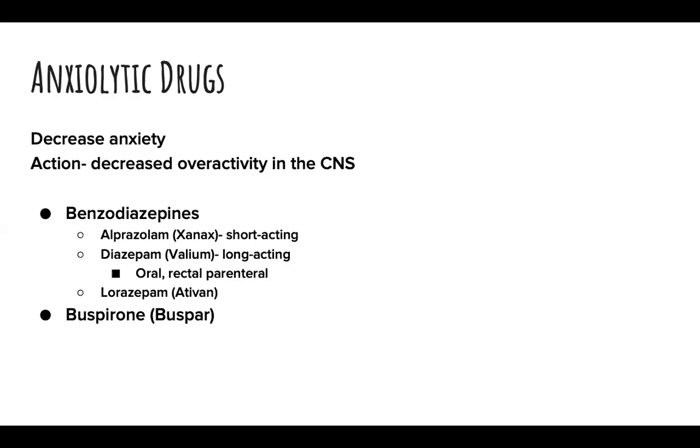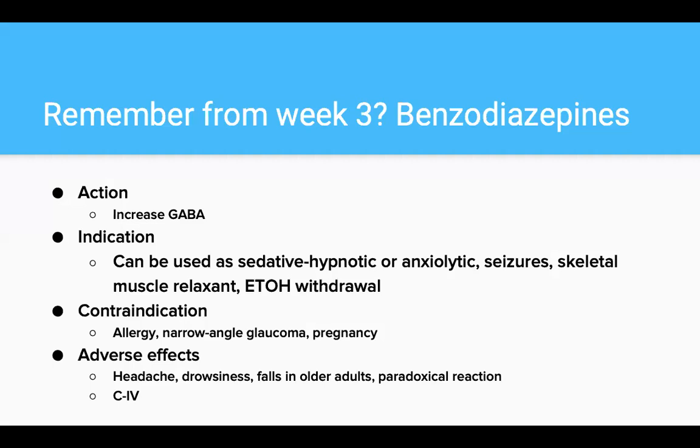So let's talk about these. Benzodiazepines overall increase GABA. GABA is a neurotransmitter that results in decreased stimulation in the central nervous system. So if we increase GABA, we decrease stimulation. These medications can be used as sedative hypnotics, anxiolytics, for seizures, skeletal muscle relaxants, or alcohol withdrawal.